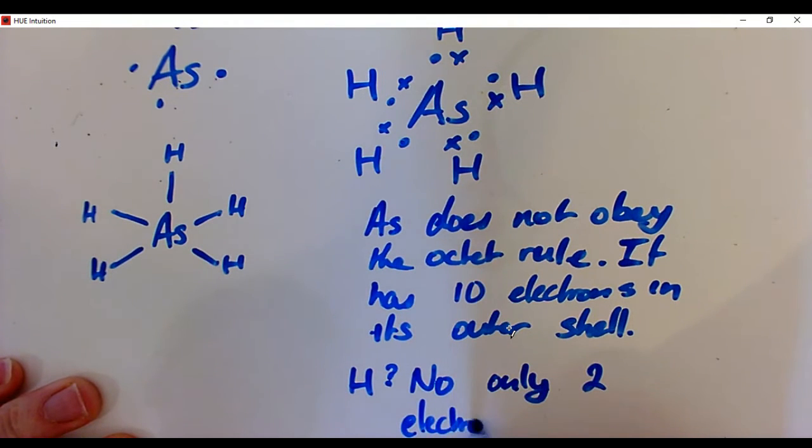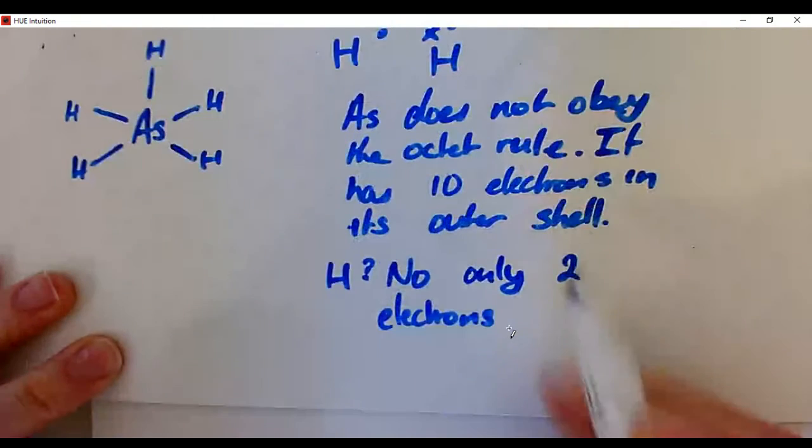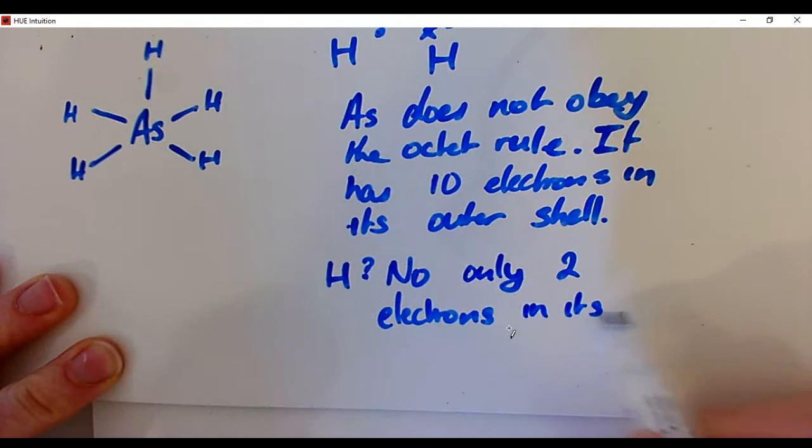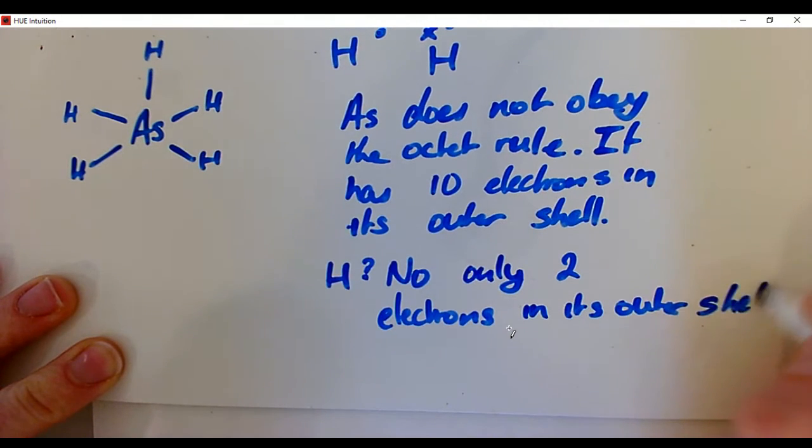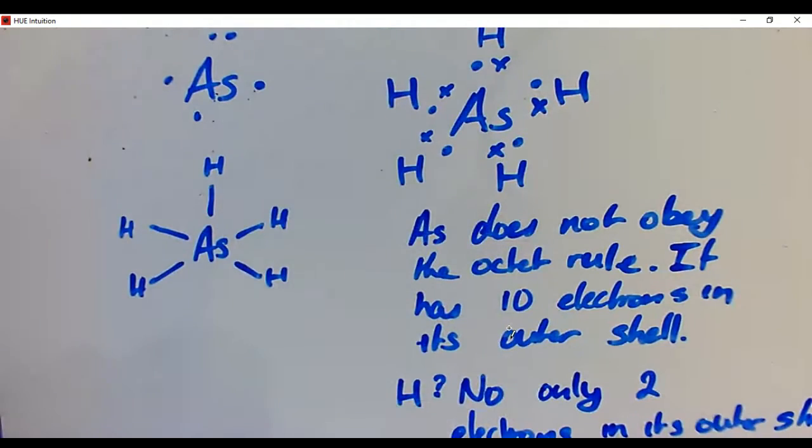Okay, so hydrogen does not obey the octet rule. It only has 2 electrons in its outer shell. The octet rule is specifically about 8 electrons, not just a full outer shell. Just note that from the definition. Okay, so back to the notes.